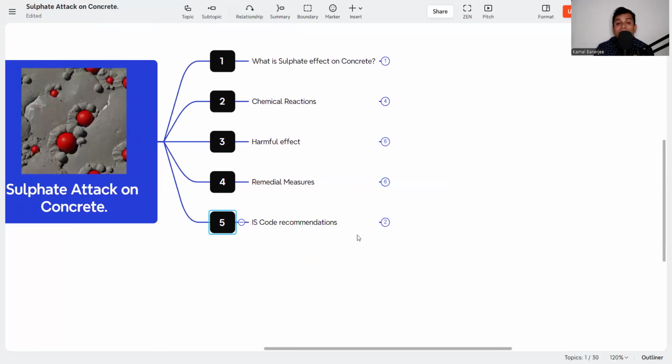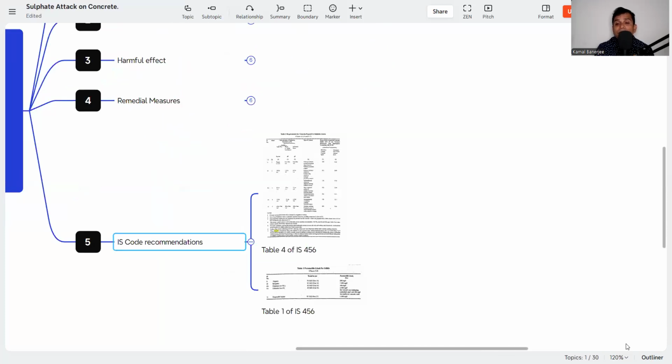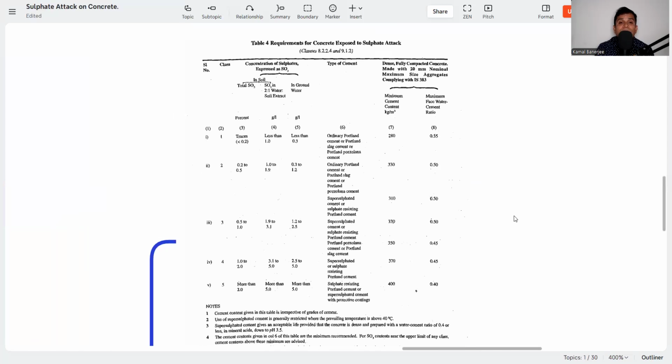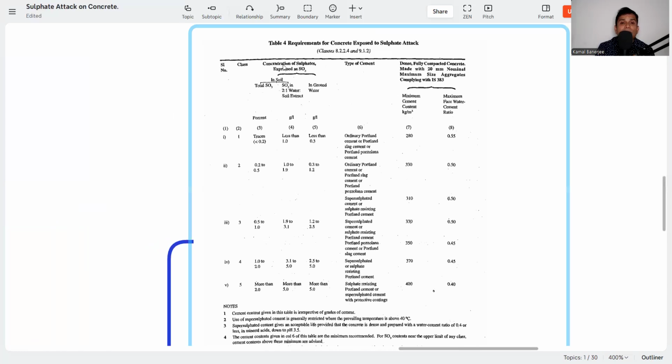Now next, what is the IS recommendation for sulfate resistant concrete? In IS 456, Table 4, the requirements for concrete exposed to sulfate attack are given. Here it is the concentration of sulfate expressed as SO3, total in soil and in groundwater. Here is the type of cement. Here it is dense, fully compacted concrete made with 20 mm nominal maximum size aggregate, the minimum cement content, and the maximum free water cement ratio.